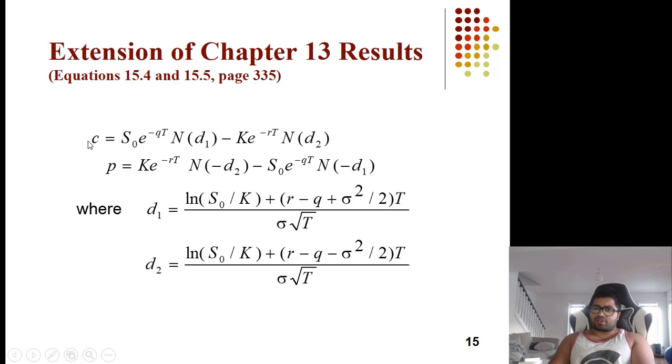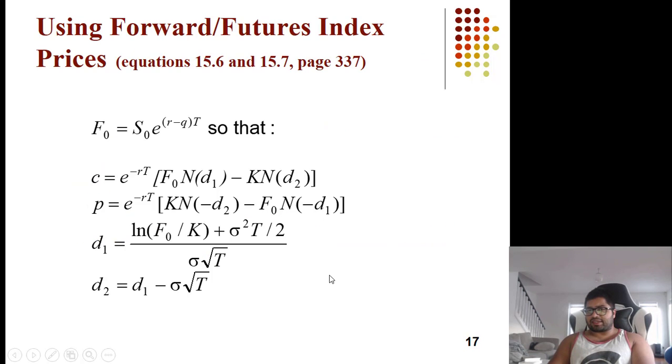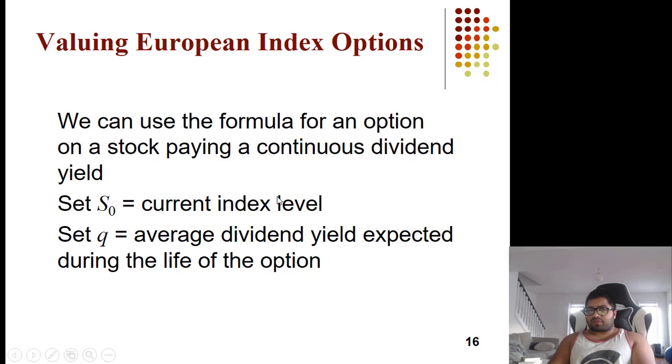Now the Black-Scholes-Merton model also you have to change. We have done some problems on that. Basically you have to subtract Q in D1 and D2, and then discount the stock price by dividend yield. We can use the formula for an option on a stock paying a continuous dividend yield. S0 is index level, Q is the average dividend yield expected in the life of the option.